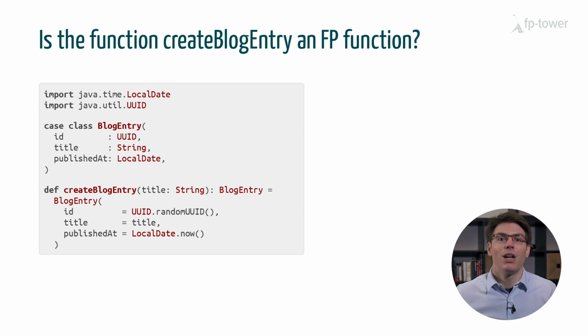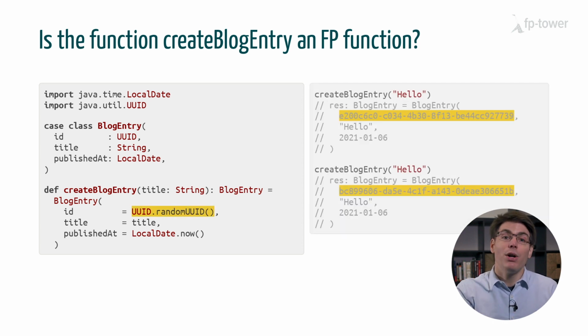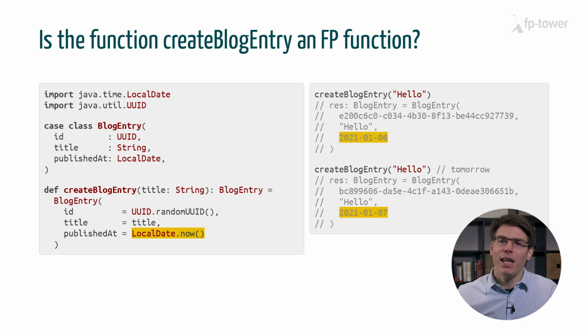No, it isn't. createBlogEntry is non-deterministic. If we call the function several times with the same title, we will get different results. This is because random UUID returns a different ID each time. LocalDate.now is also non-deterministic, since it returns a date when the function is called. So if we run the function tomorrow, we expect to get a different result.